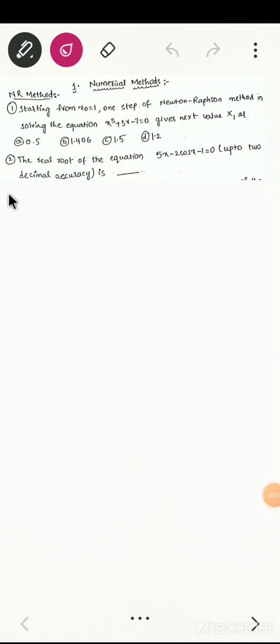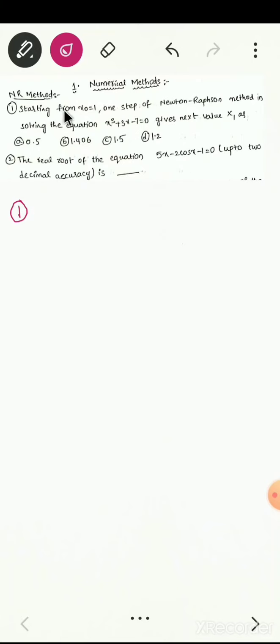Hello students, in the previous lectures we were discussing the Newton-Raphson method. So today let us solve some problems related to the Newton-Raphson method. Okay, let us see the first problem. How do we have to solve Newton-Raphson related problems?